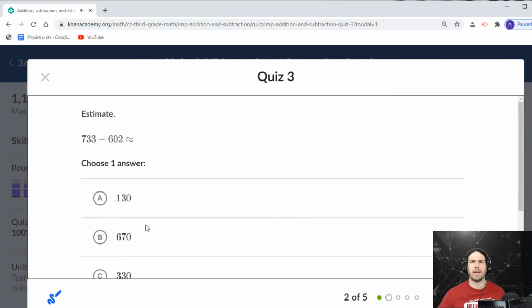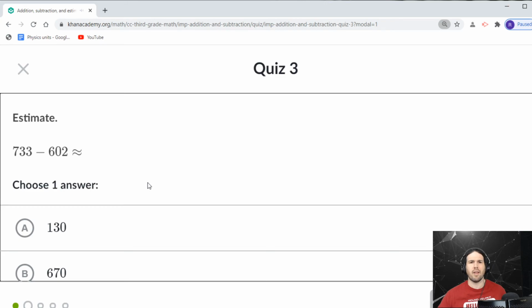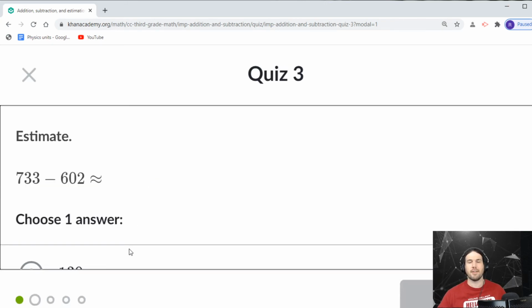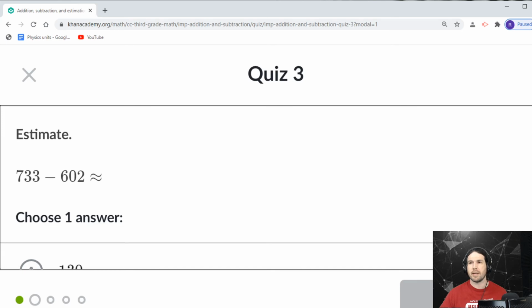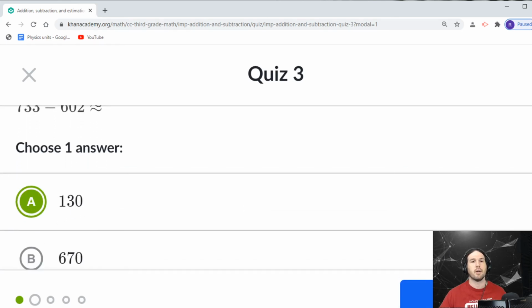I hate that I have to check the answers now. Up until this point, I've always been confident that if I was able to work out what the method was, I wouldn't have to necessarily check the answer. That's about 730 minus about 600. I see about 130. Let's see what the answers are. Hey, look, 130. On the nose.